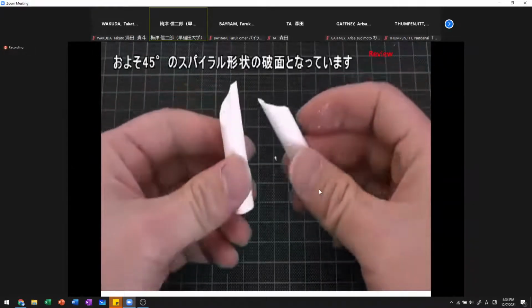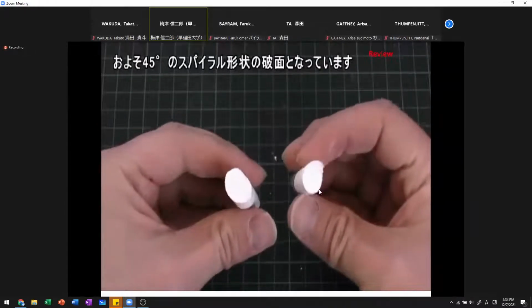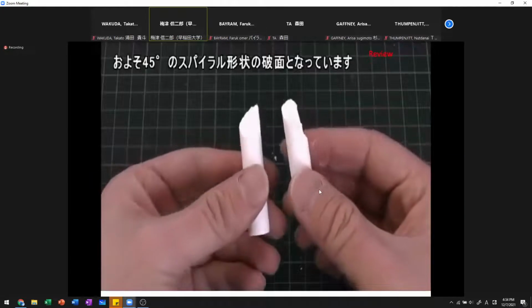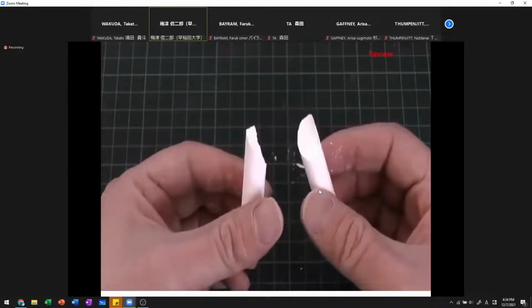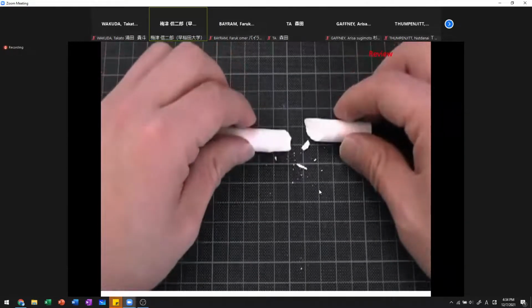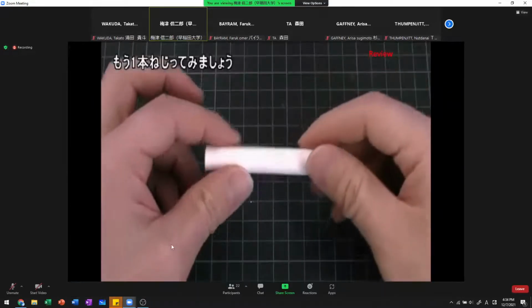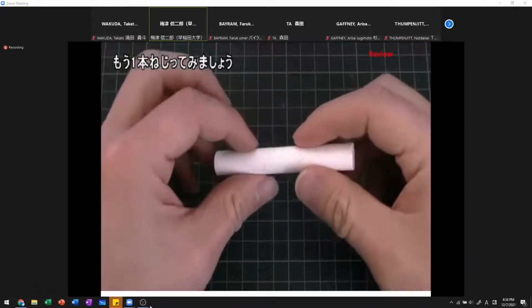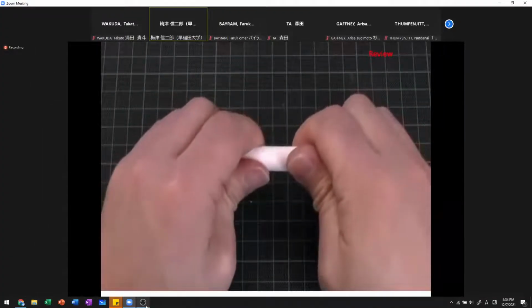Please watch the broken surface of this structure. A 45 degree spiral shape is observed as the broken face. And he tried many times. This is another chalk, white chalk. Another white chalk is used for twisting.